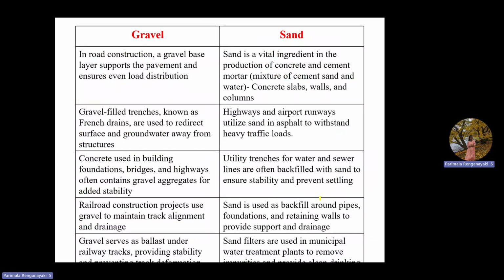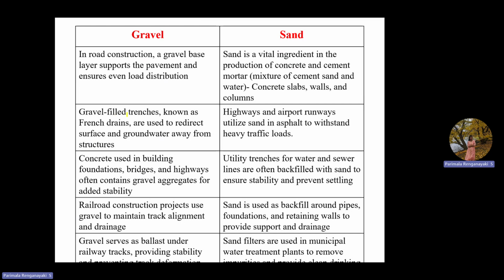Now let us see what is the use of gravel and sand. Gravel is used, you could have seen while traveling or just near our house also, whenever they are going for a construction, whether it is a bitumen road or concrete road, the gravel base layer, gravel is used for road construction. Example, a gravel base layer supports the pavement and ensures even load distribution.